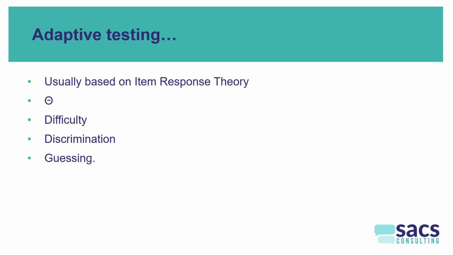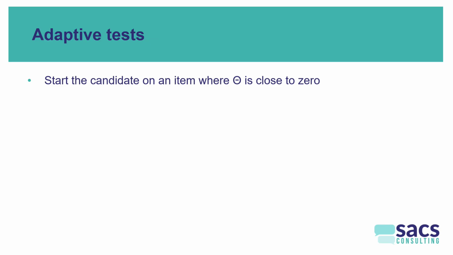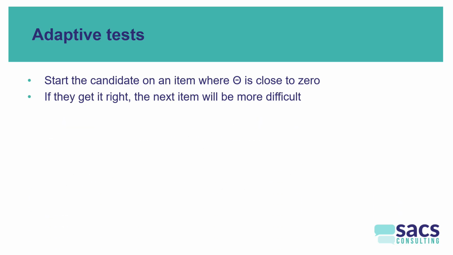So typically the way an adaptive test works is you start the candidate on an item where theta is close to 0. In other words, the difficulty of that question is very close to population average. If they get it right, the next item gets more difficult. If they get it wrong, the next item will be easier. And we allocate a total number of items or total time.